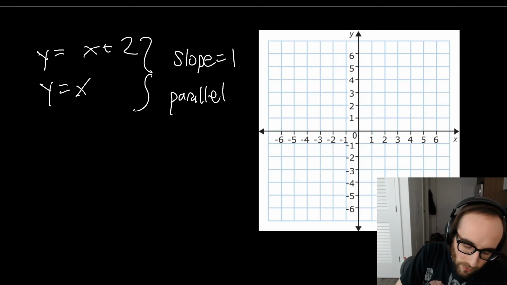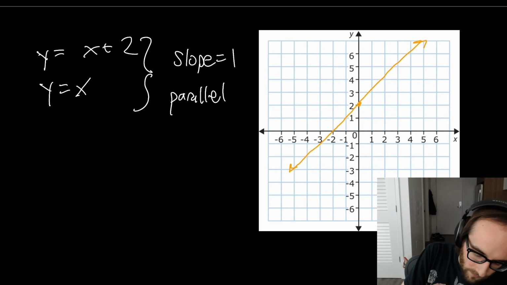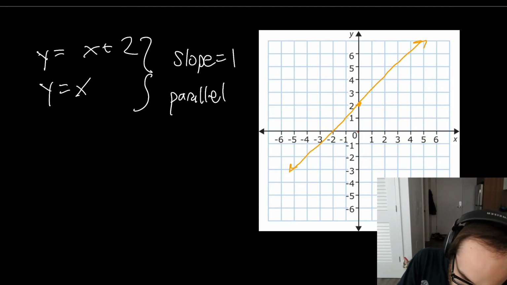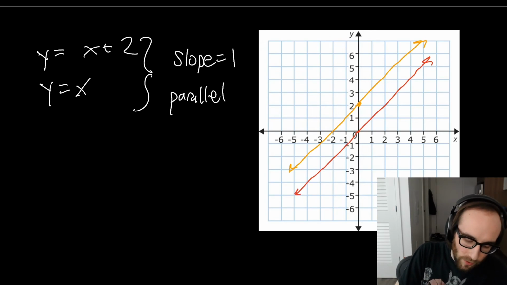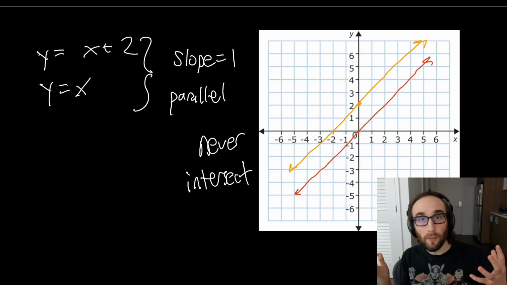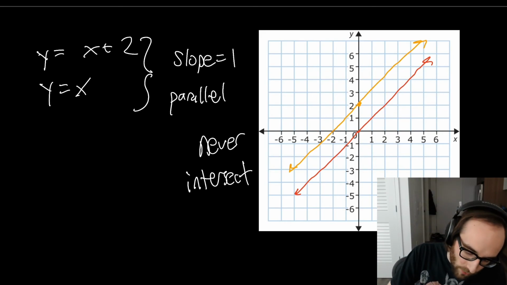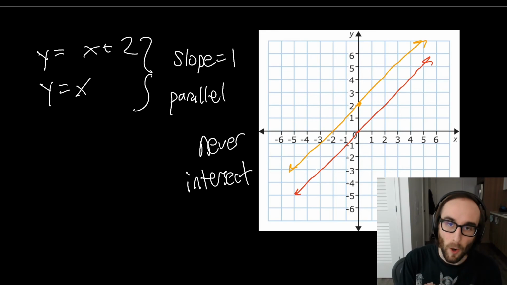So if we were to graph both of these lines, which we'll do right now, here's y equals x plus 2. And then here is y equals x. Because they're parallel, these two lines will never intersect. The definition of parallel lines is lines with the same slope that will never intersect. They're always going to be the same distance apart.